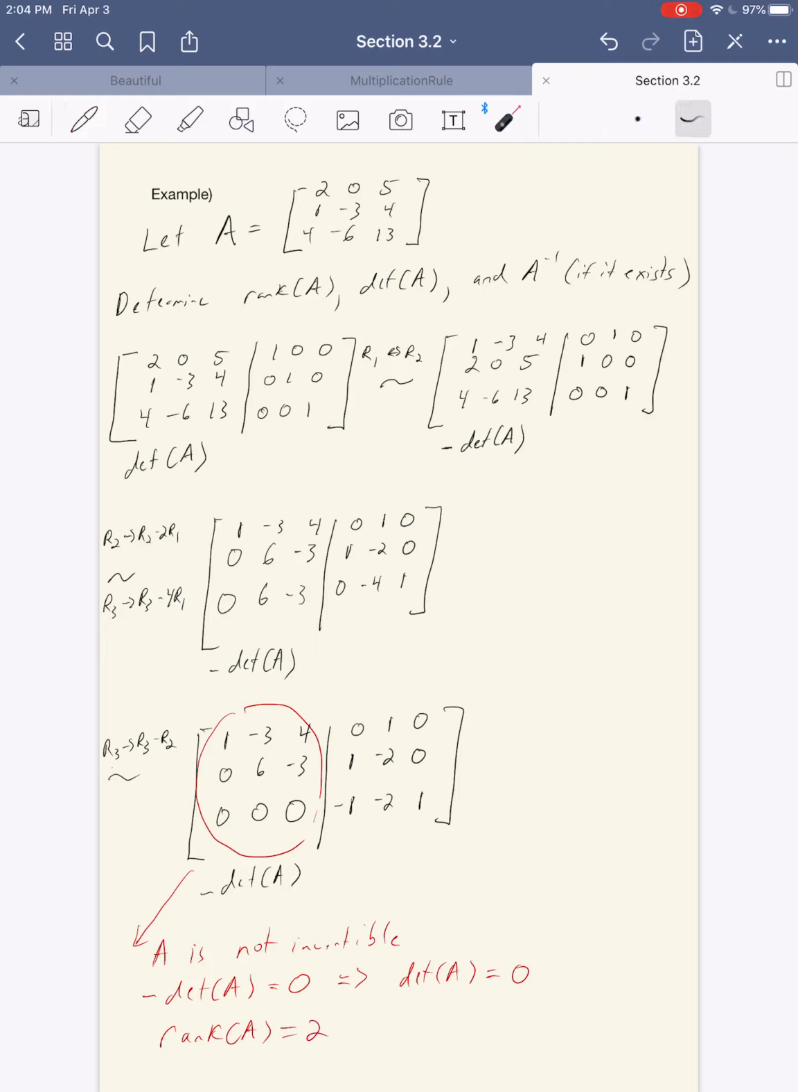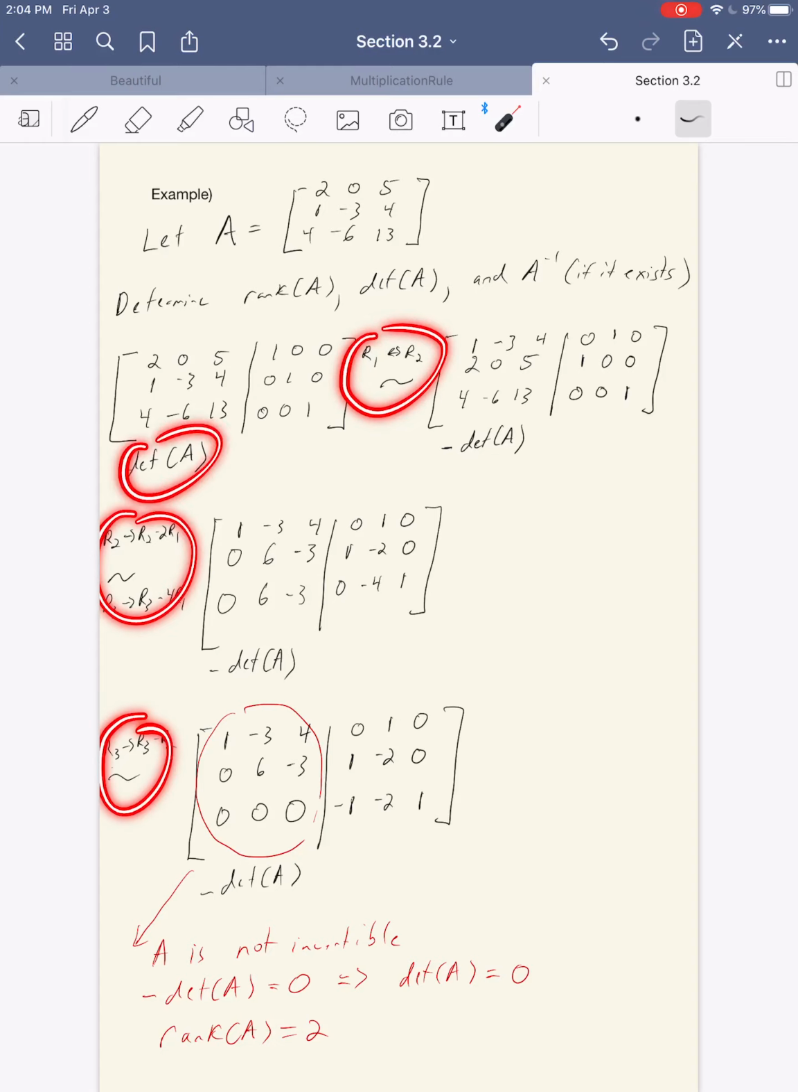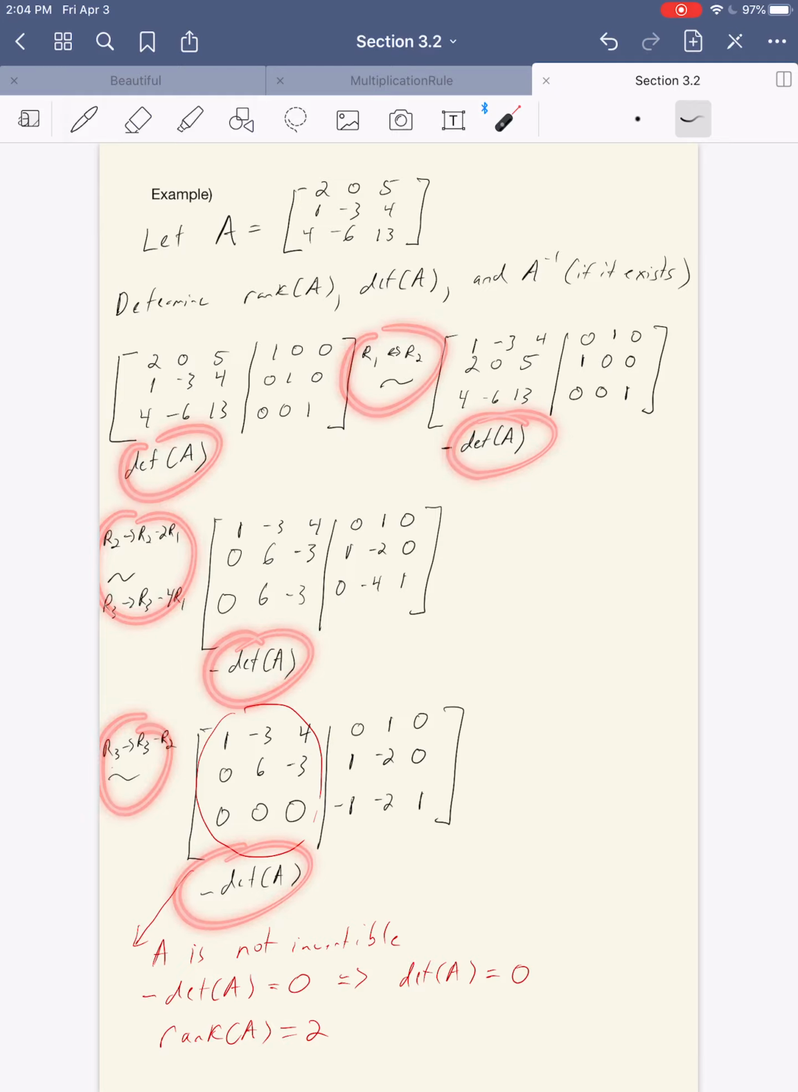How does the rank tie in with these facts? Remember that the way rank relates to invertibility is that your rank must be full. It must match the number of rows and columns if you're going to be invertible. In this case, we had a 3 by 3 matrix. The rank, however, is only 2. That's why we're getting something that's not invertible, and that's why we're getting a determinant that is 0. So notice all of this can be done simultaneously, as long as while you're tracking your row operations, you also track what happens to the determinant.